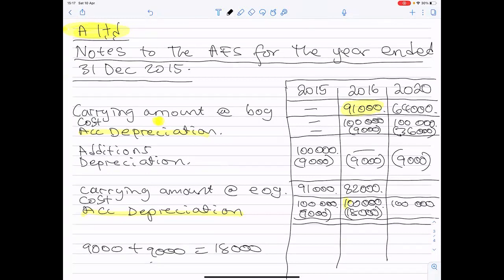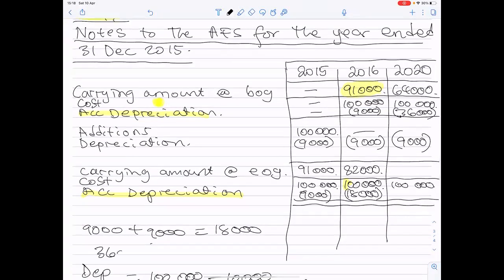Right, so our accumulated depreciation at the end of the year is going to be 36,000 plus 9,000. What do we get? 45,000. So it will be 100,000 minus 45,000, 55,000.